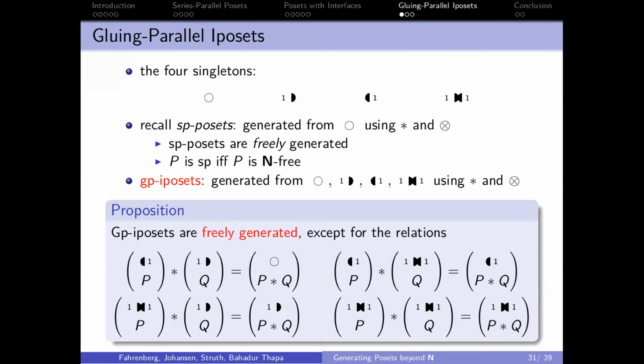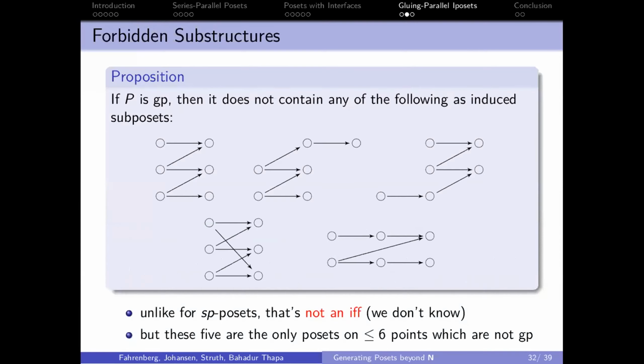Otherwise, generation is free. Now, for the second question: do we have a geometric characterization of gluing parallel iposets? Do we have forbidden substructures? Well, not quite. What we do know is that if P is gluing parallel iposets, then there are 5 substructures which are not gluing parallel.